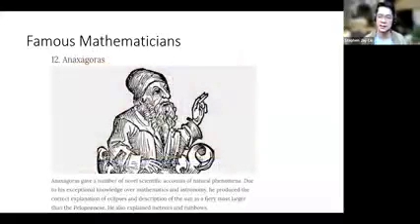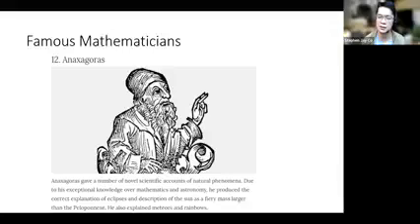Next is Anaxagoras. He gave a number of novel scientific accounts of natural phenomena. Due to his exceptional knowledge of math and astronomy, he produced correct explanations of eclipses and a description of the sun as a fiery mass larger than the Peloponnese. He also explained meteors and rainbows.